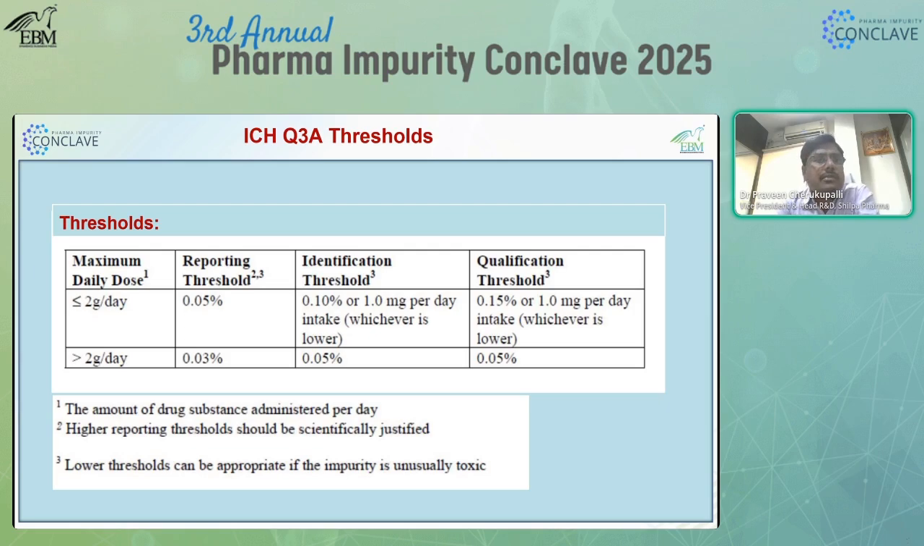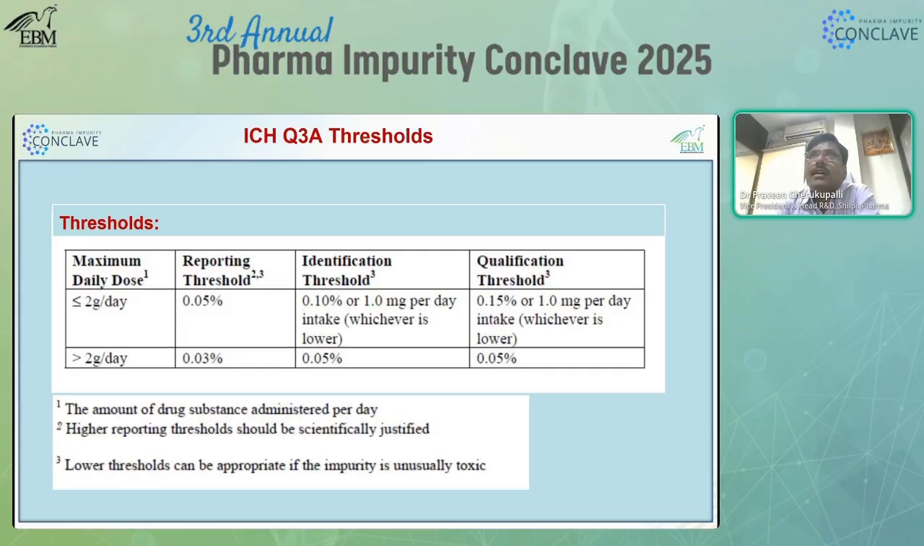If the drug dose is less than 2 grams, the unknown impurity limit should be 0.10% or 1 mg, whichever is lower. We can't say that the unknown impurity limit is always 0.10. This 0.10 rule is applicable up to 650 mg only. When the drug dose is more than 650 mg, obviously the unknown impurity content will be reduced, as the maximum allowed impurity limit will be 1 milligram per day.